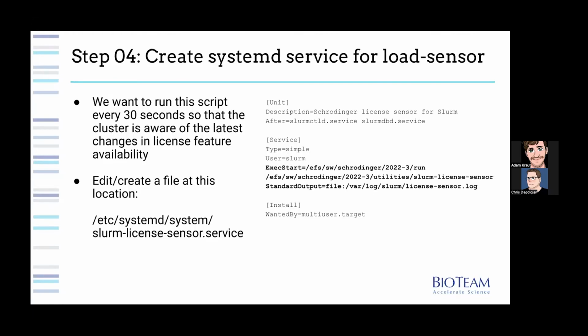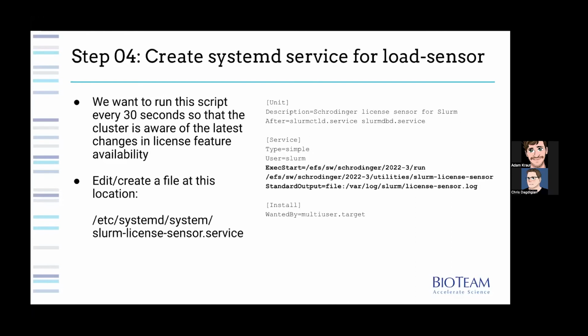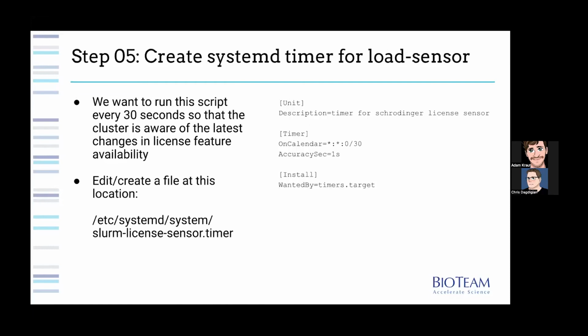I'm going to stop talking about Slurm license sensors running at 30 seconds, and I'll just keep going here. So the final thing we need to do is, if you want a systemd service to run every 30 seconds, you want the service file, and then you want the timer file. So without monologuing at you, this is all you really need to do to set up a systemd service that runs regularly every 30 seconds.